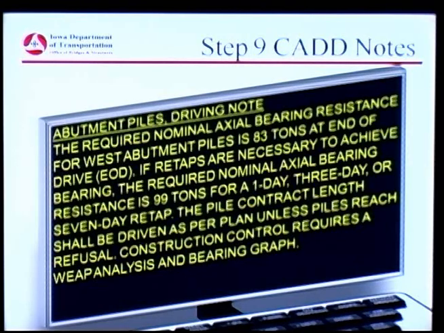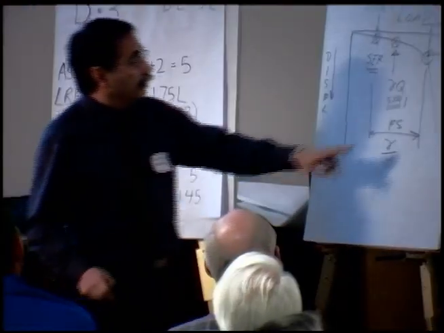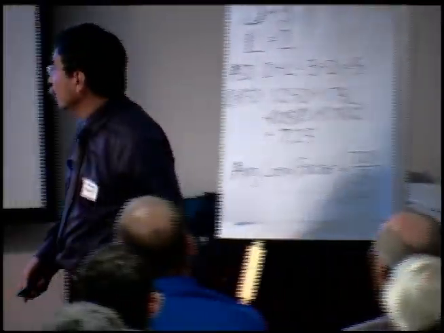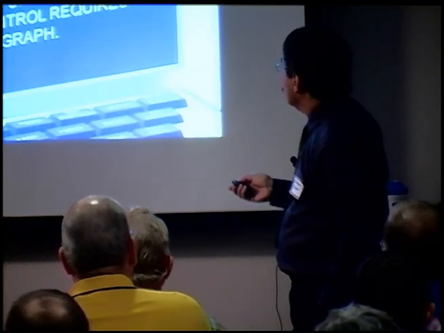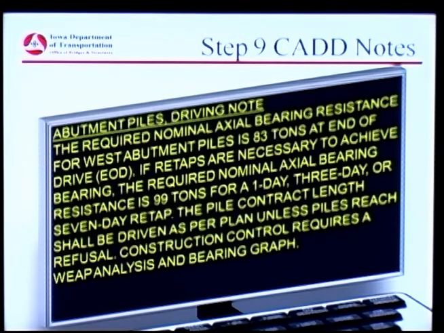So what happens is, if we don't meet the 83 tons, then we're going to do a retap, if you recall from just before lunch. So if we go to do a retap, and based on what we had before, whether it's 1 day, 3 day, or 7 day, in this particular case, 99 ton was acceptable because it gave the structural engineer what he needed, because we got his capacity he needed here. Then what happens here is the contract length should be driven as per plan unless the piles reach refusal.